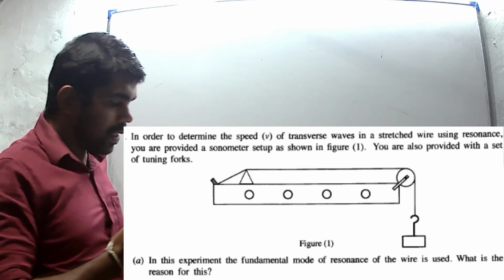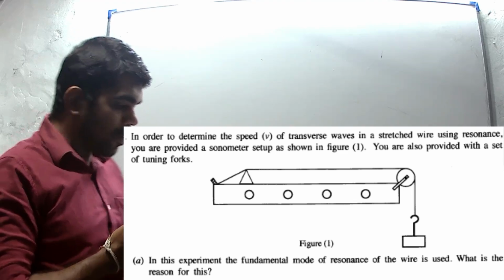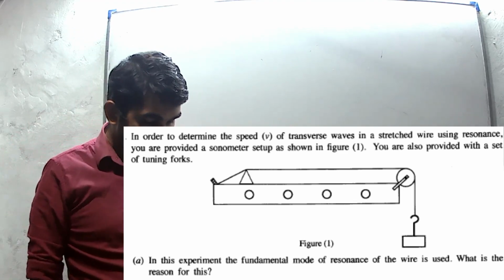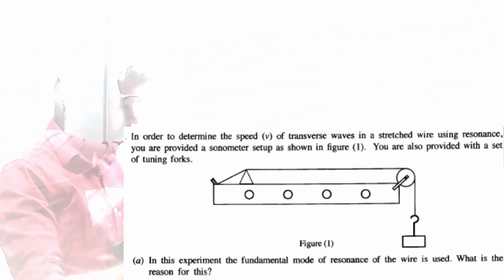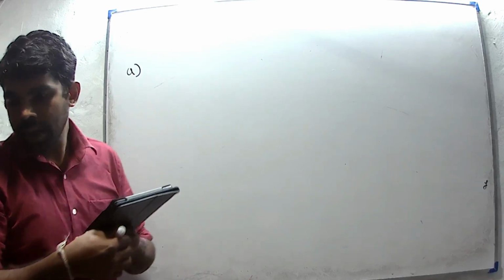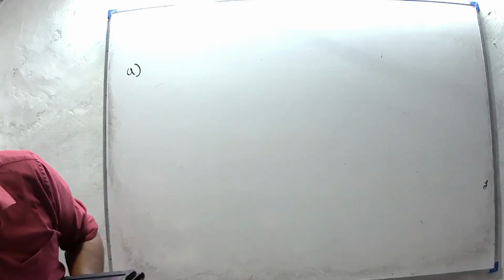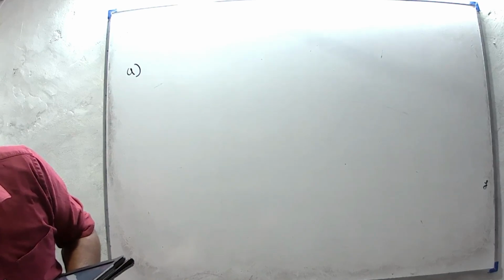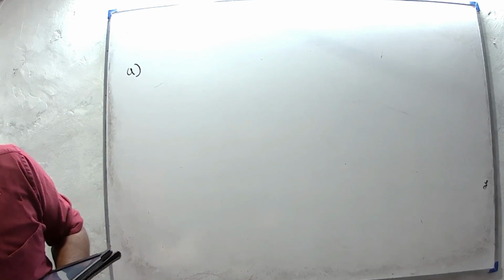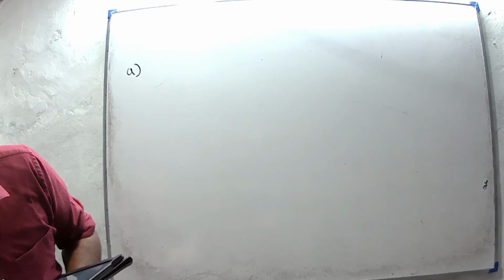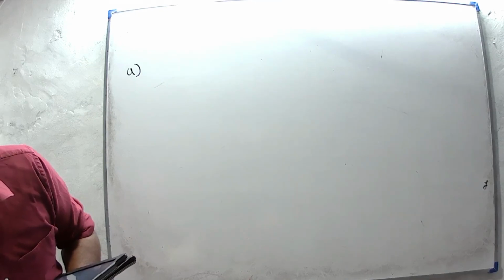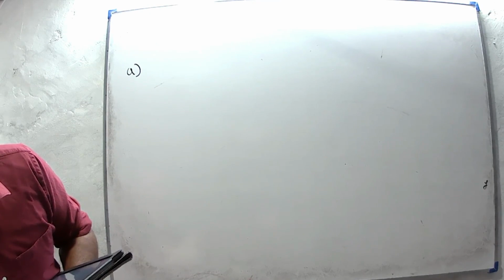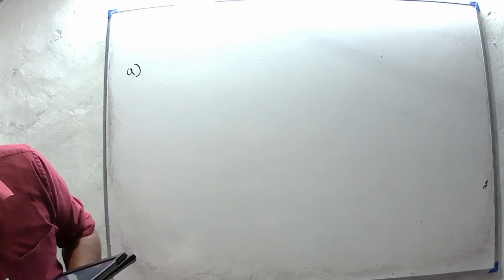In this experiment, the fundamental mode of resonance of the wire is used. What is the reason for this? We know that there is a maximum energy for the fundamental frequency. Therefore, we can identify clearly the oscillation for the fundamental frequency.